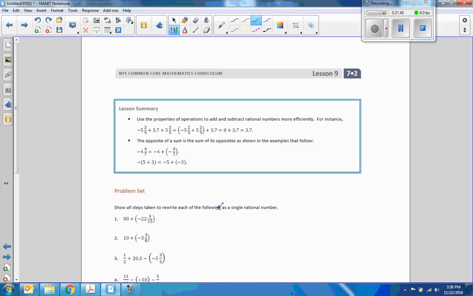Okay, that's the end of lesson 9. Review your properties. Adding a number to 0 is the additive identity property. The big parentheses is the associative property. Rearranging numbers in an addition problem is the commutative property of addition. Go do your problem solving.